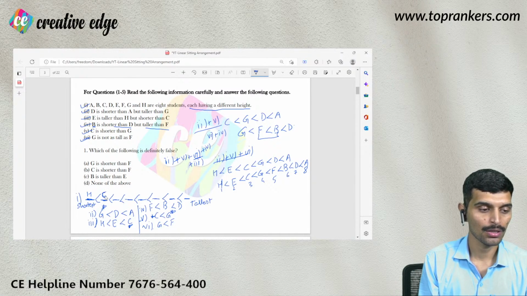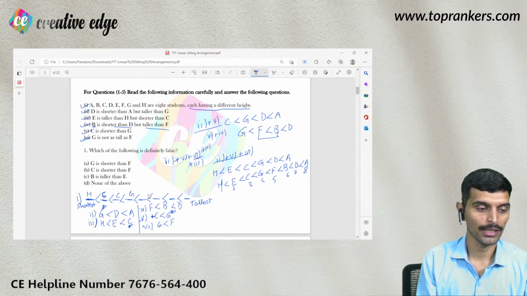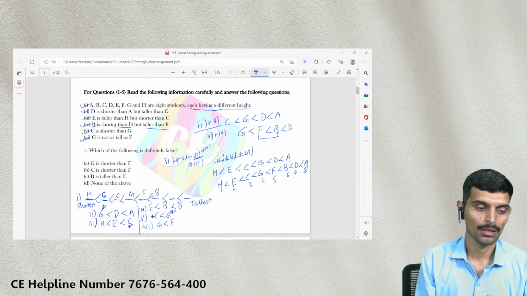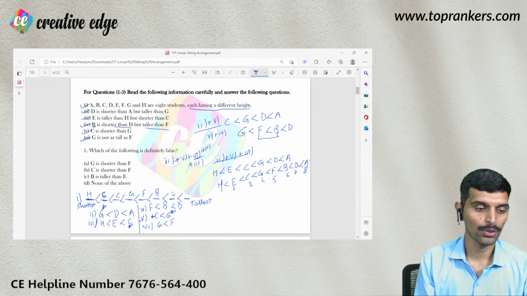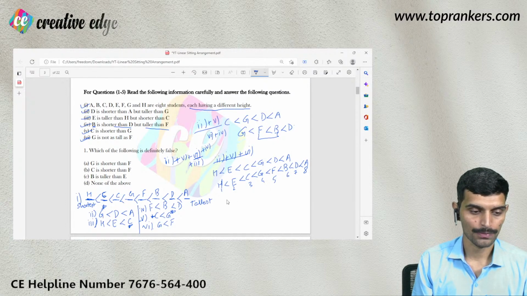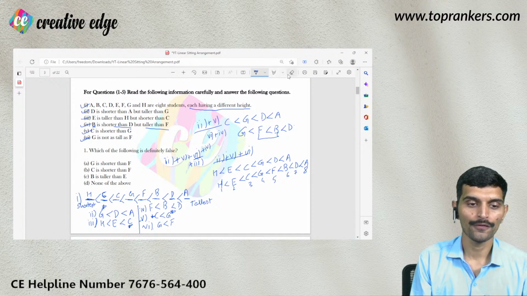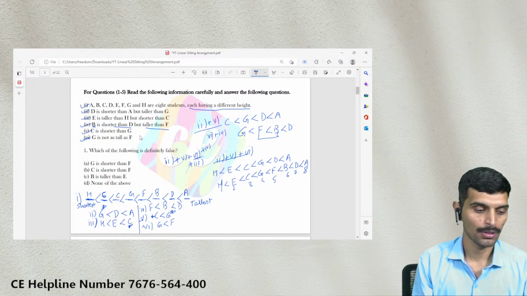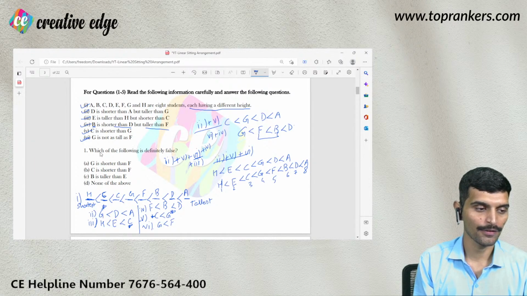E is taller than H, then C is taller than E, G is taller than E, C, and H, F is taller than all that we have discussed till now, then B is shorter than only two, that is D, and A is the tallest one, right? So this is our final structure. Now, all we need to do is answer the given questions.